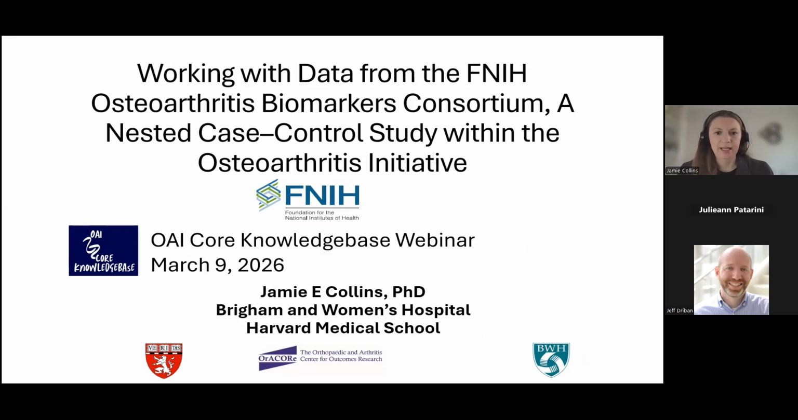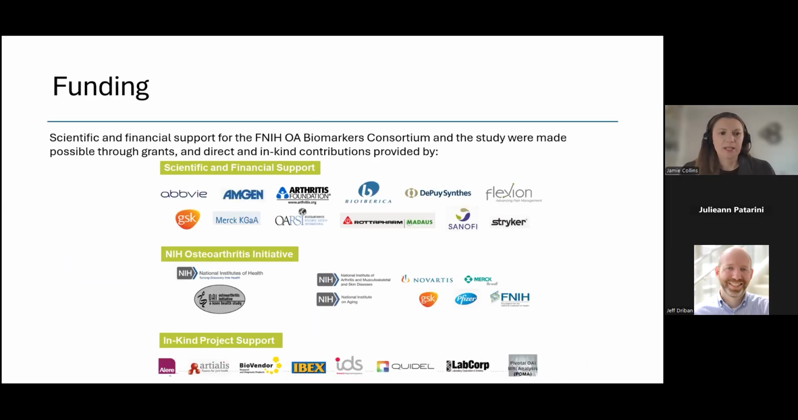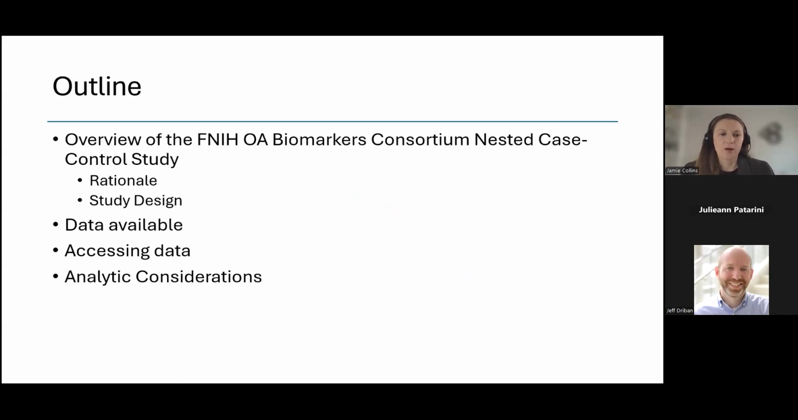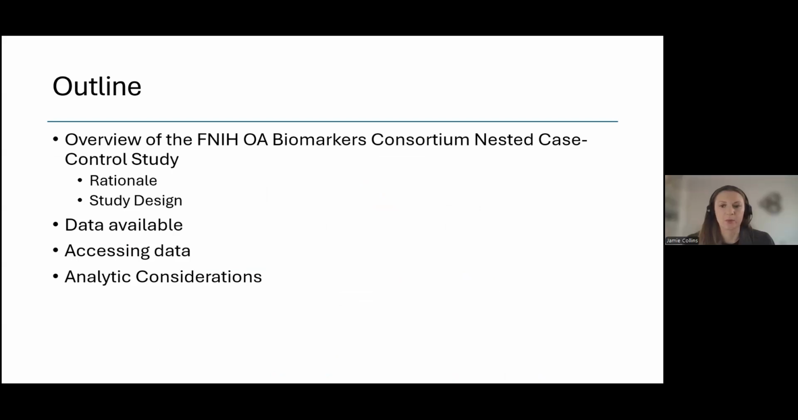And we're going to talk today about working with data from the FNIH OA Biomarkers Consortium. I wanted to start just by acknowledging the funding. Scientific and financial support for the FNIH OA Biomarkers Consortium were made possible by the organizations that you see on this slide. And just as a brief outline, I'll give an overview of the nested case control study, including the rationale and study design. I'll describe what data are available and how you access that data, and then just spend a few minutes on analytic considerations for working with these data.